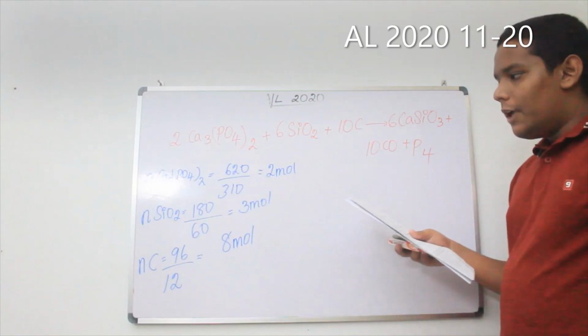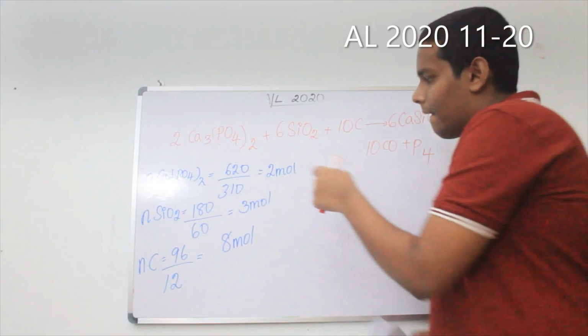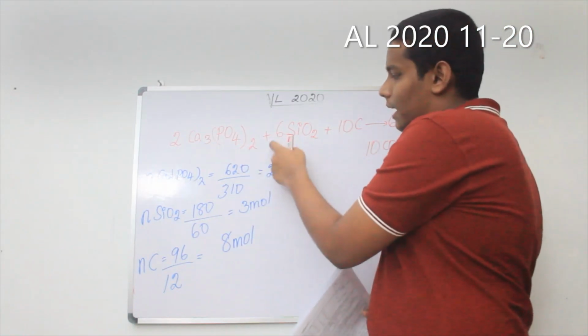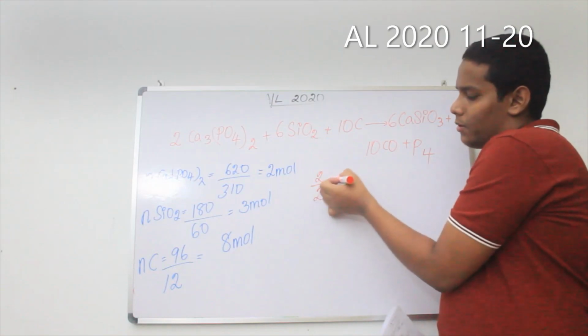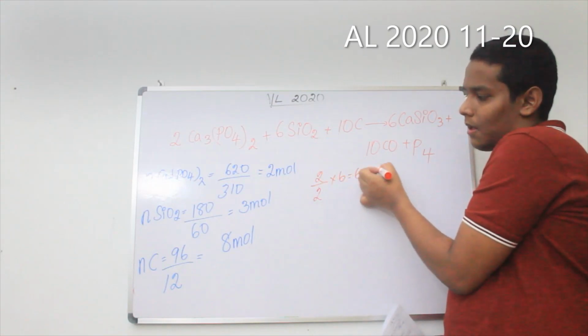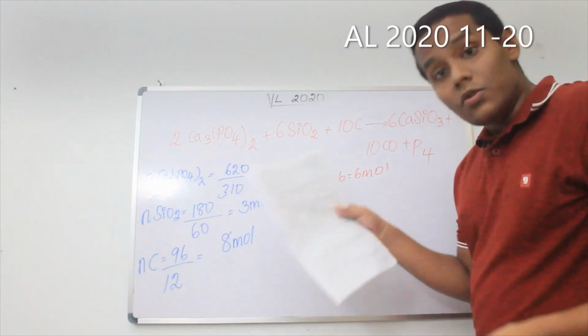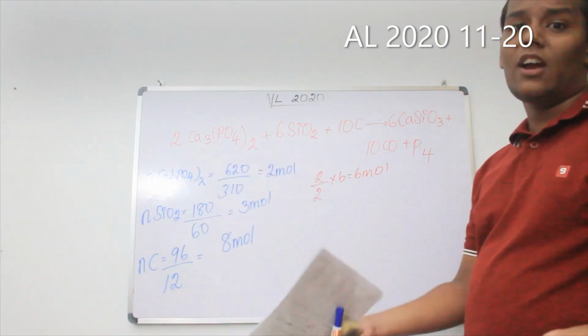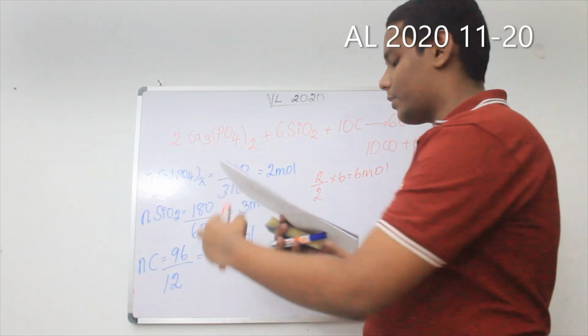Okay. If I consider calcium phosphate to be the limiting factor, 2, what should be the number of moles of silicon dioxide that react? 2 by 2 into 6. That is 6 moles now. Do I have 6 moles of silicon dioxide? No. So, calcium phosphate cannot be the limiting factor. First answer is out.